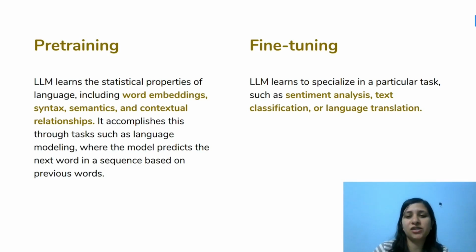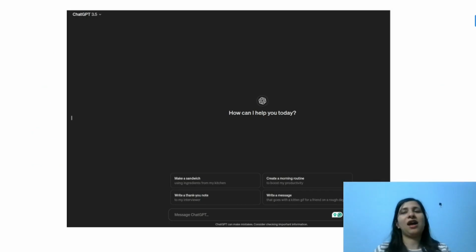But during fine-tuning, we use a specific task-specific dataset and fewer computational resources. So the general understanding of language is used in specific tasks like sentiment analysis, text classification, etc. during fine-tuning. Now we have learned about large language models.